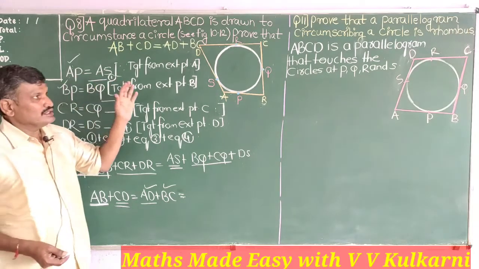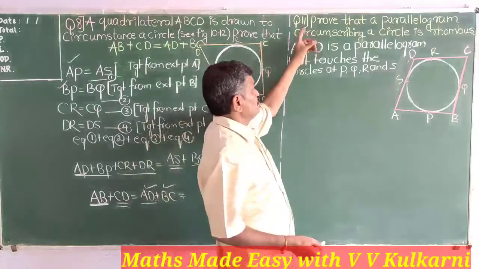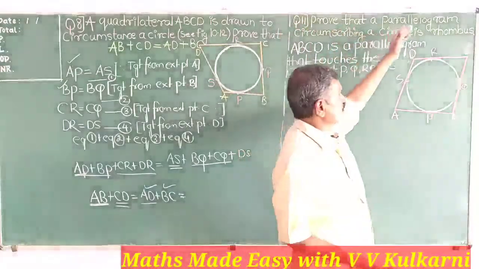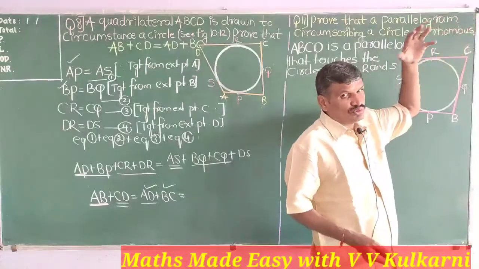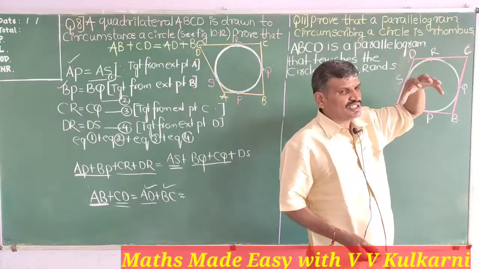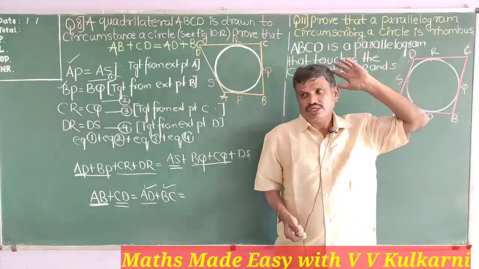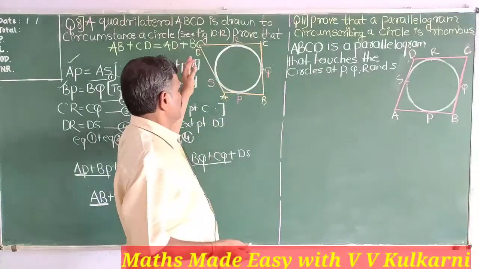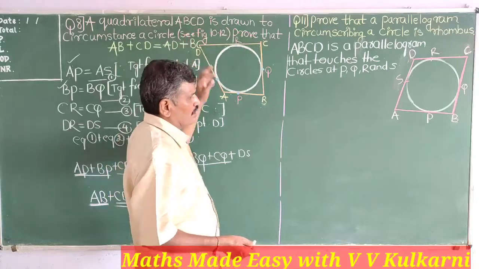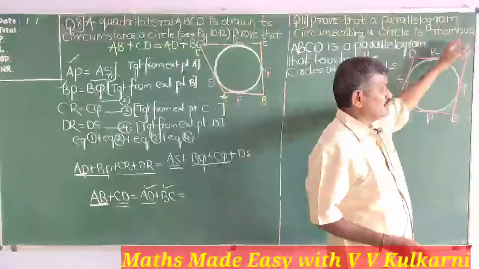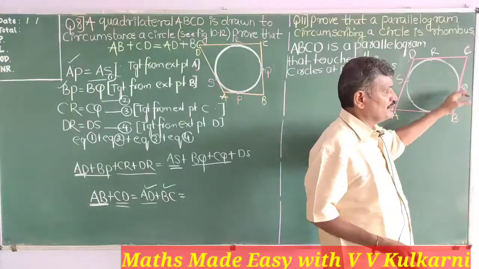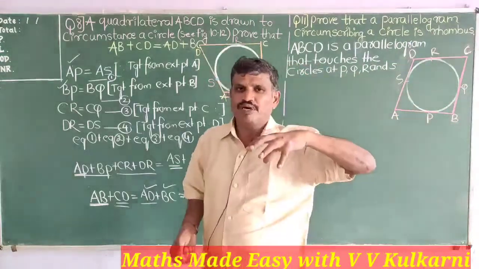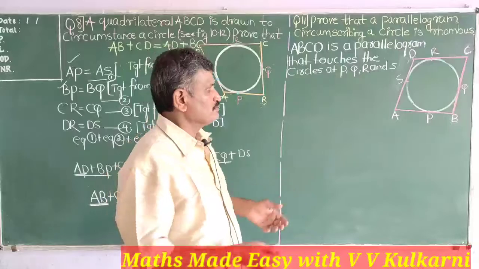Now on the same lines, one more problem is there. Prove that a parallelogram circumscribing a circle is a rhombus. Now the problem is very simple. See here, in the earlier case ABCD was a quadrilateral. In this case ABCD is a parallelogram, and opposite sides of a parallelogram are always equal.